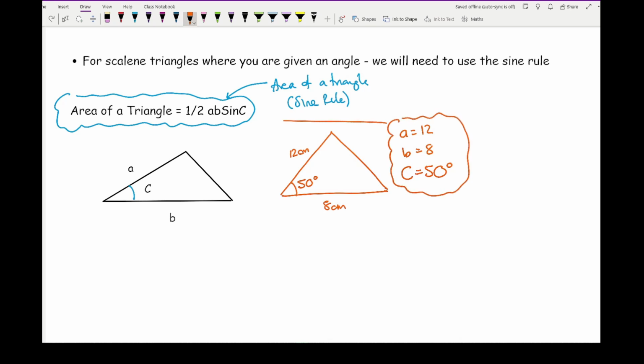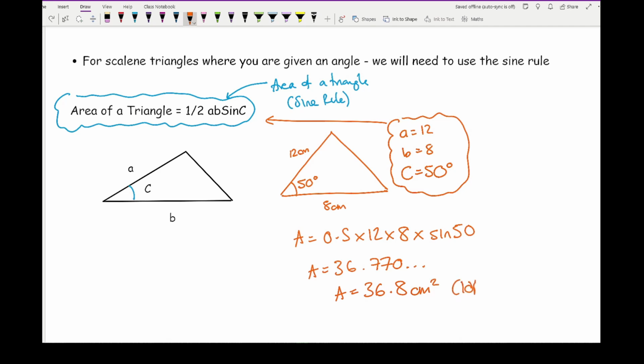And what I'm going to do is substitute that into this formula. So the area is equal to 0.5 multiplied by 12 multiplied by 8 multiplied by sine 50. And if I type that all into my calculator, I'll get an answer of 36.770. And so rounding that number, we get 36.8 centimetre square, and that's to 1 decimal place.